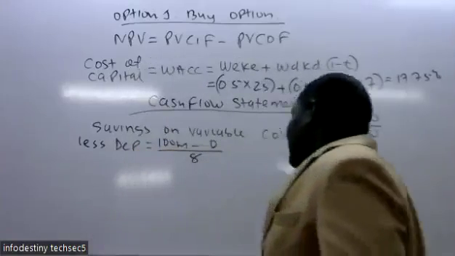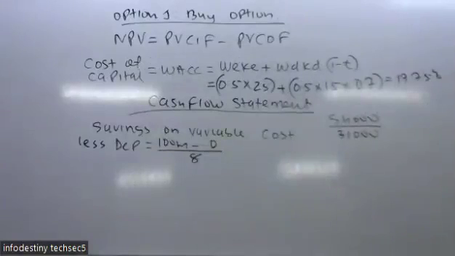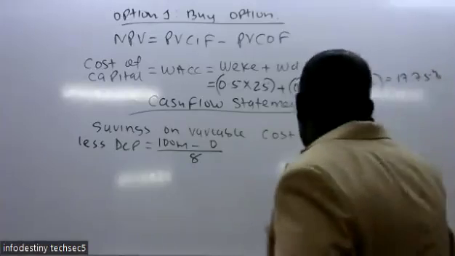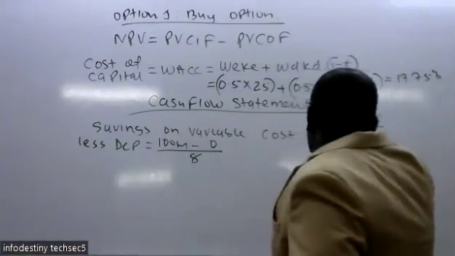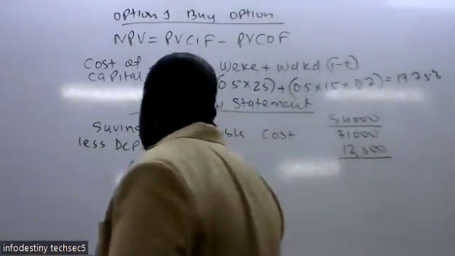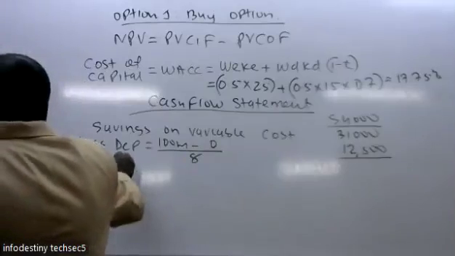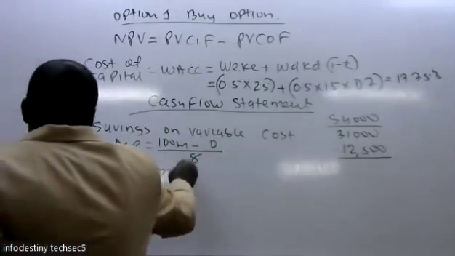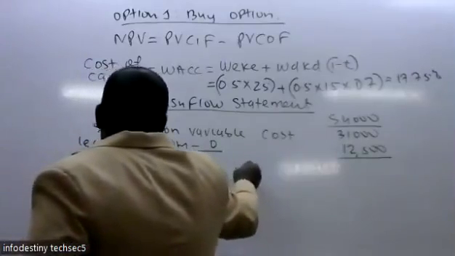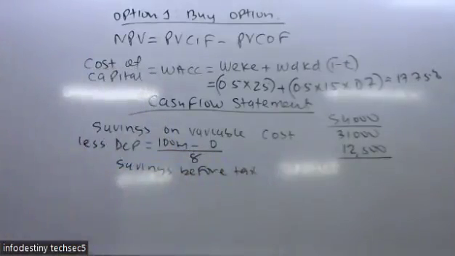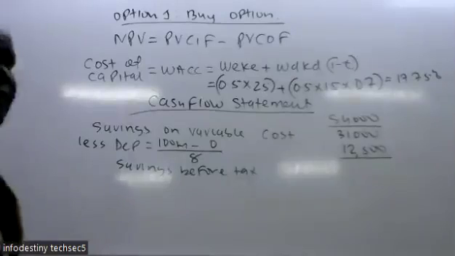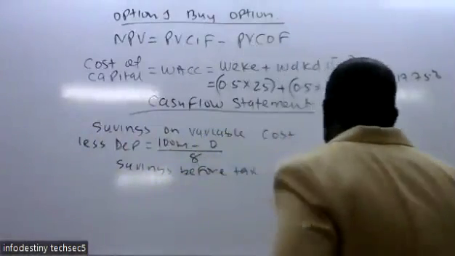So when we calculate that, what should be our depreciation? 12.5 million. That is the same as 12,500. So you subtract so that we get the savings before the tax. So what should be the savings before the tax? 18,500.